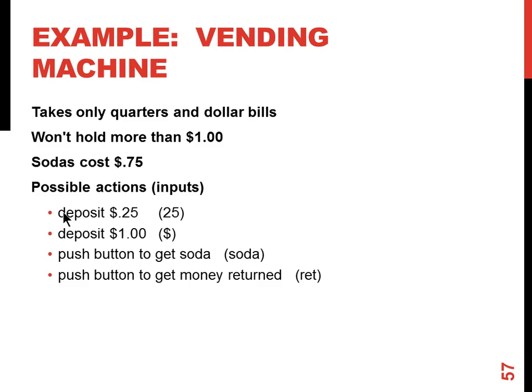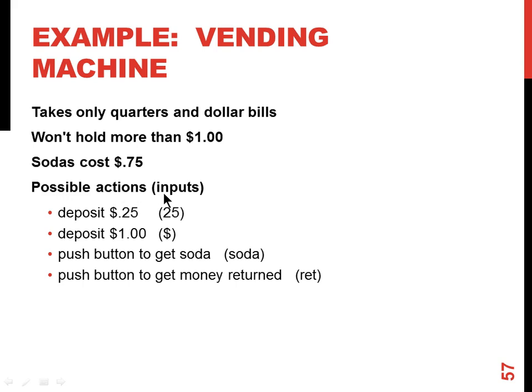Now this is a vending machine example which you can relate to, right? These are the conditions given. It can only take quarters and dollar bills. It won't hold more than $1. This is a soda vending machine, and each soda will cost you 75 cents. If the money deposited is more than 75 cents, you have to return the money.